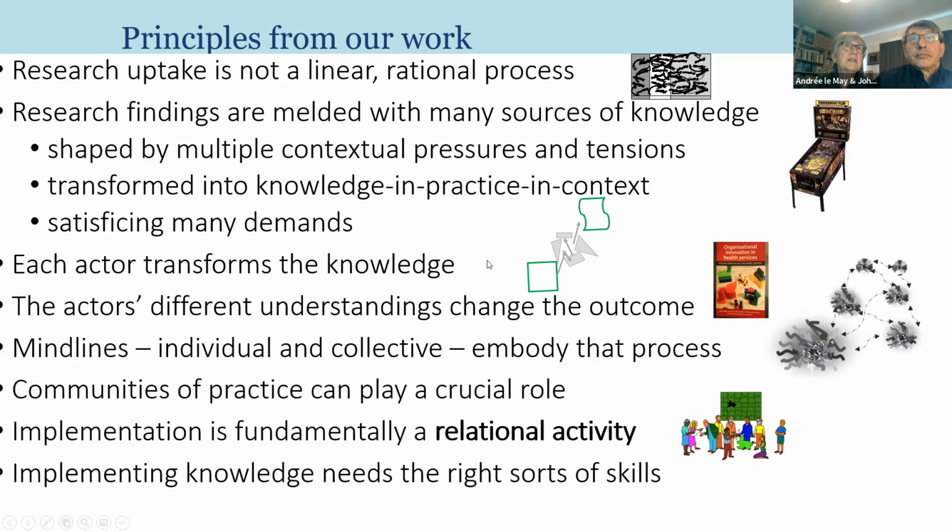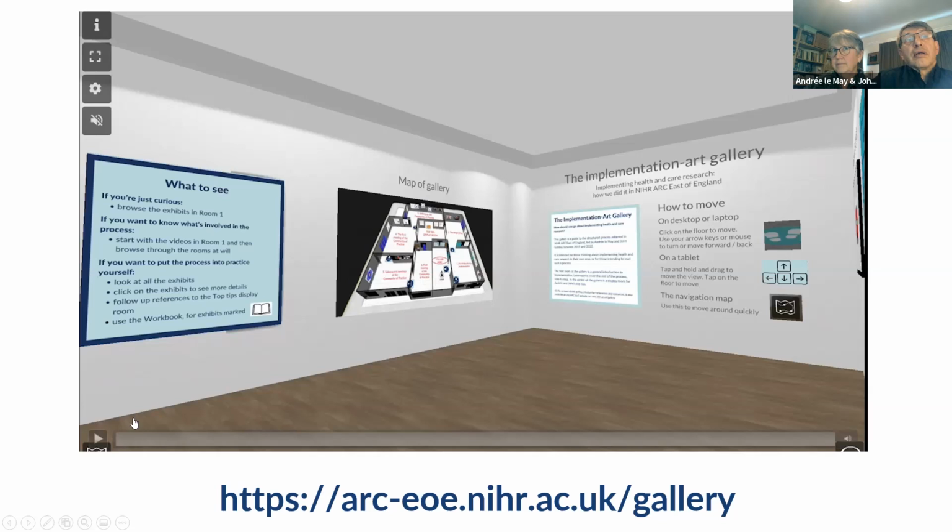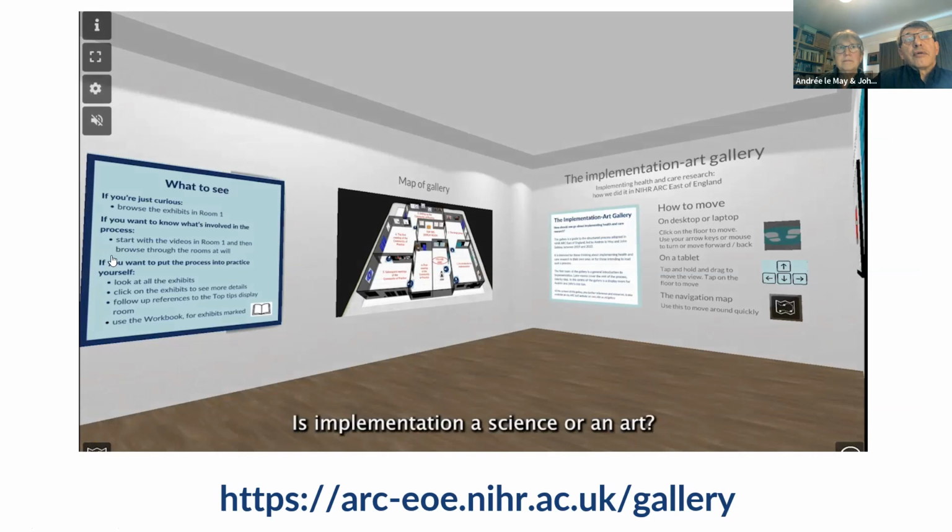And here's a list of the skills that we consider to be essential ones. I'm not going to go through it, but you can see that it's got the implementation word down the side, just as a hint for what they are. So I'll just leave that there for a second while you read through yourself. And this is why we're always rather skeptical when people talk about implementation science, because it's an art and a craft. And here's a final plug for something that is just about to be launched, which is our new implementation art. Is implementation a science or an art?